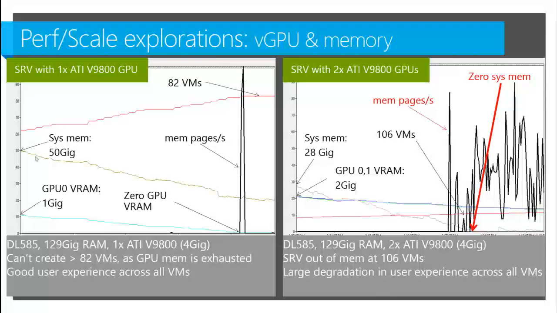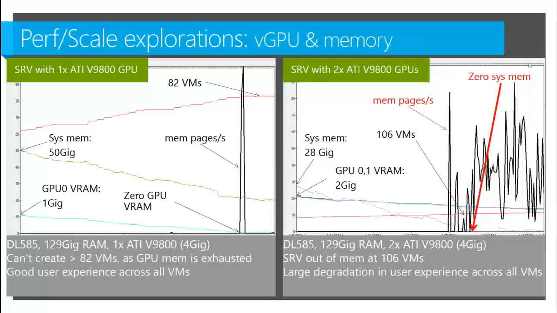The kind of brown-green line in the middle is the system memory that starts with 50 gigs and starts going down as more and more VMs start running. And the cyan is the GPU on the single ATI V980, which is 4 gig. And we see that the GPU runs out of memory right about there. There's a spike, and when that happens, we can't create any more vGPU-based VMs. The response time of all the users up to that point is fine. We have 82 VMs running, no problem, or 81 VMs running, no problem. The last VM comes, VM number 82, it can't start, but users are not affected. They're running just fine with the vGPUs they have, right?